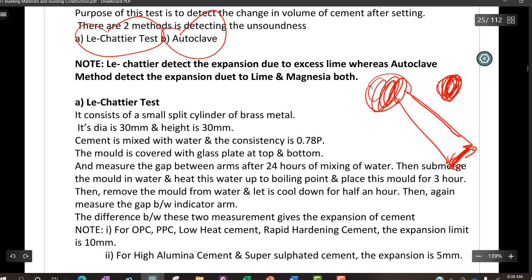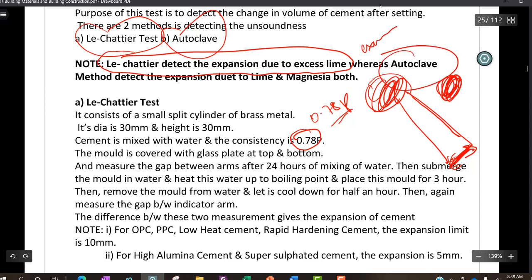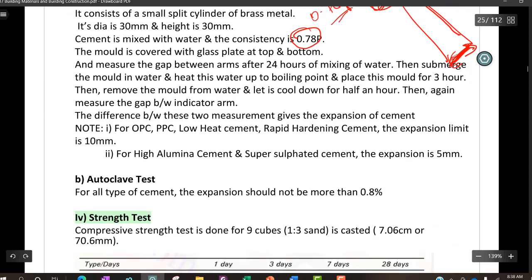So basically you have to remember the consistency of the cement paste we are using here, that is 0.78 p. For initial setting time it was 0.8 p, but for the Le Chatelier test to measure the soundness it is 0.78 p. You will remember? This is very important. The Le Chatelier test measures only the expansion due to excess lime, whereas the autoclave method detects expansion due to lime and magnesia both. A very important bit which you have to remember always.